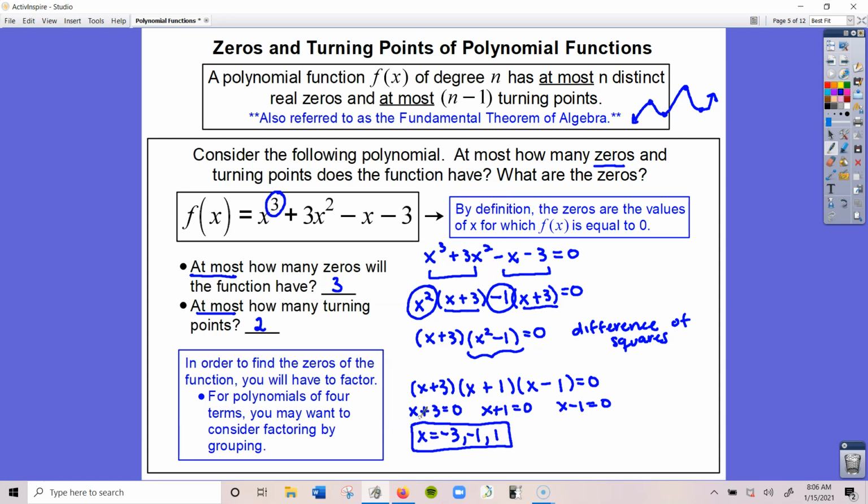Now, just so you can see how all of this comes into play, I'm going to show you the graph of this function.